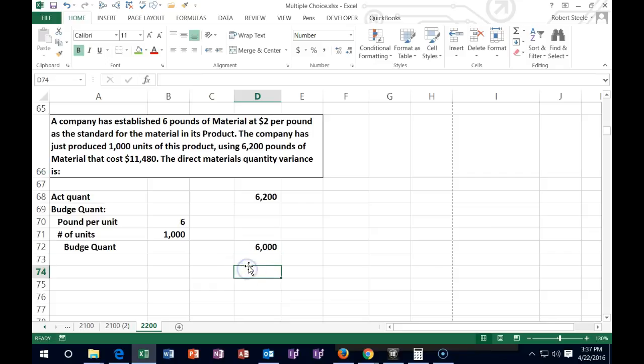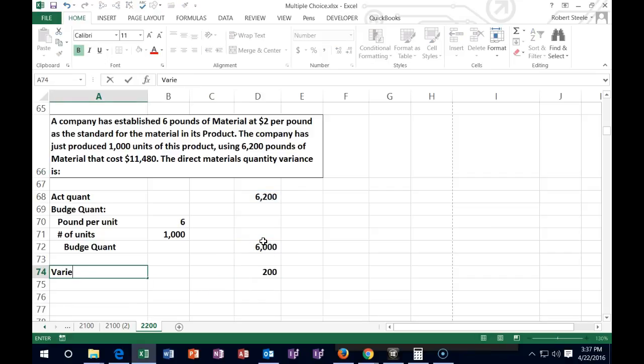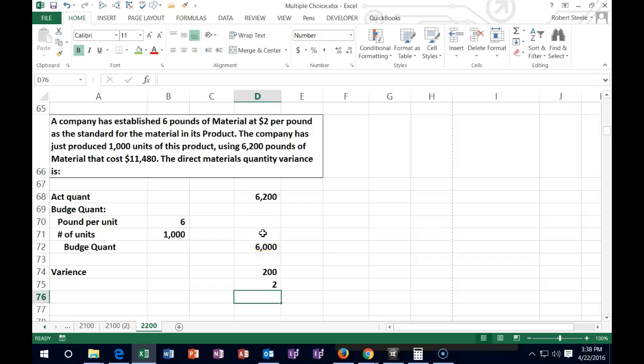Therefore, we have a difference of the 6,200 minus the 6,000. That could be the difference. That could be the variance. So that's the variance, 200. Now we need to multiply that times dollars. We need to get that from units to dollars. In this case, we're going to take the budgeted amount per unit and multiply that times the difference, which was 2 in this case.